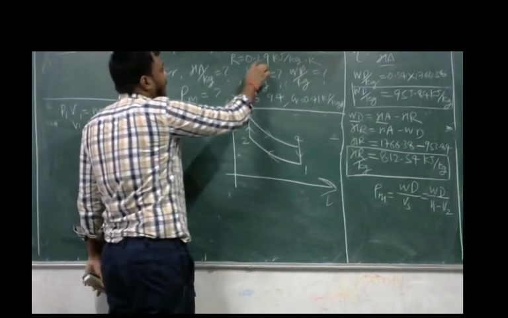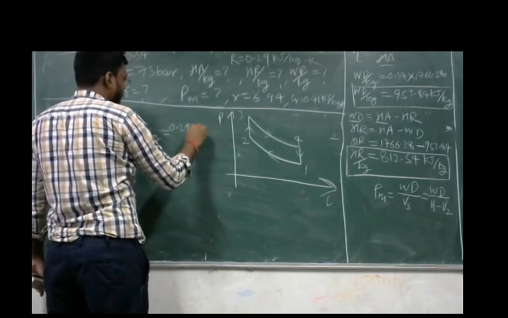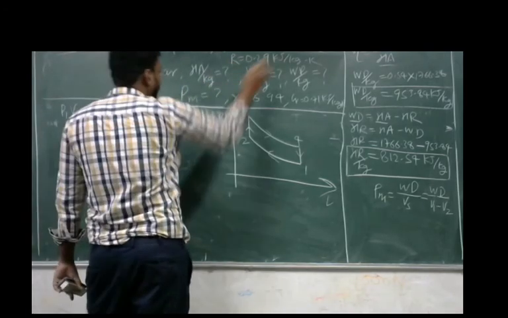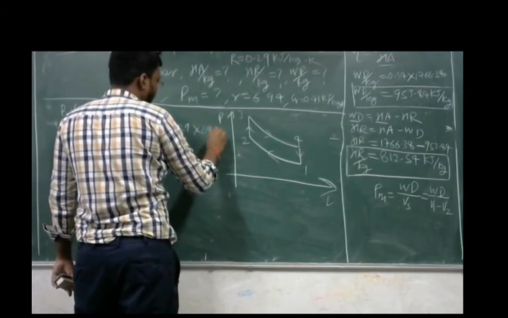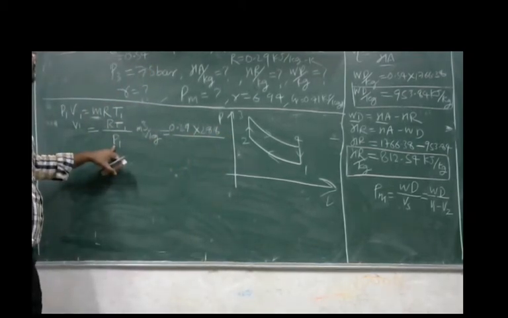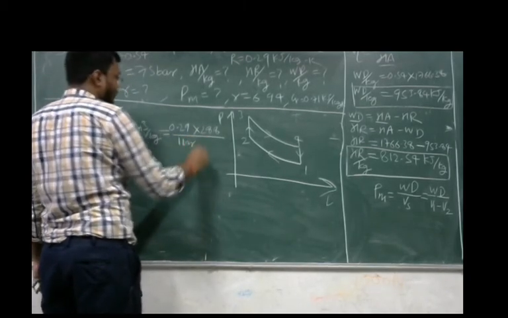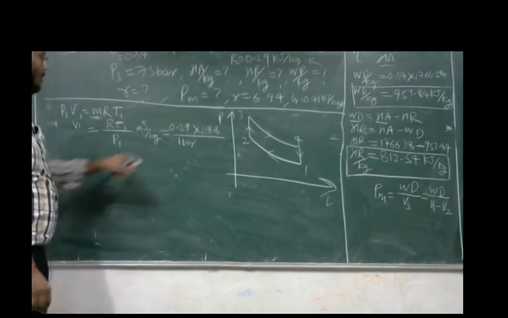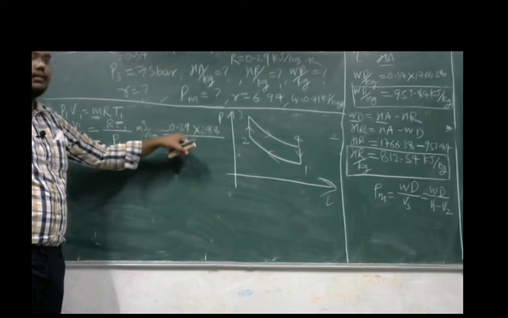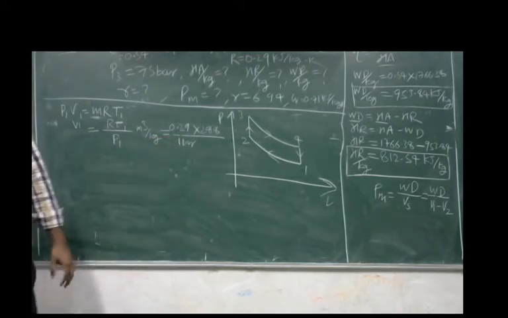It is equal to 0.29 into T1, which is given as 288, divided by P1, which is given as 1 bar. If you calculate this value directly like this, then you will get a wrong answer, because we have to see the units.